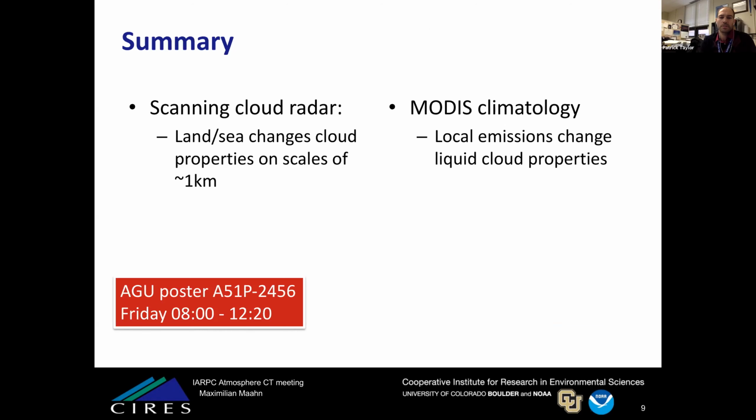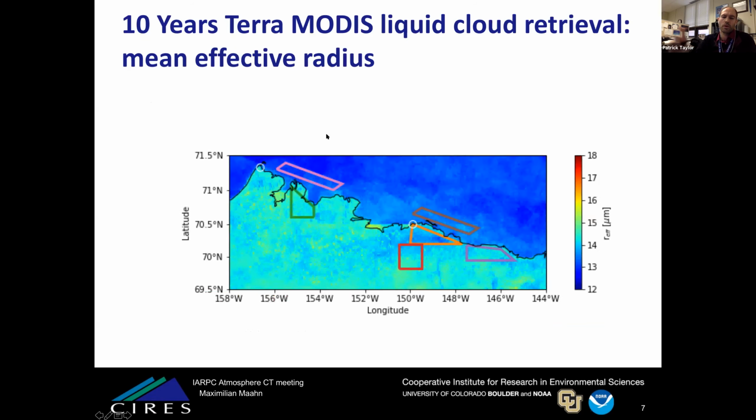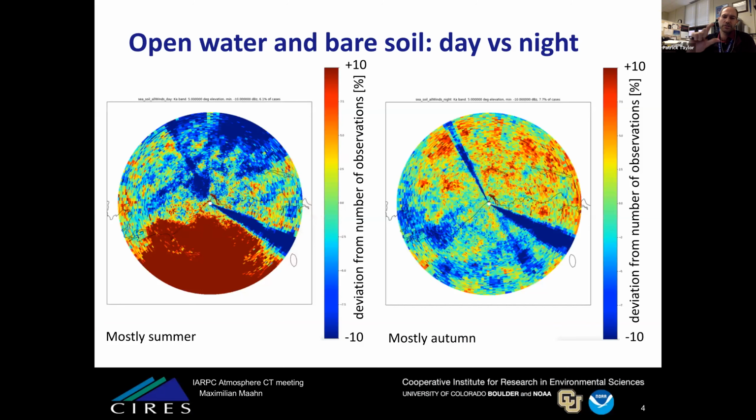Max, this is Patrick. You mentioned how the clouds over the land in summertime were thicker and there were thinner clouds over the ocean in autumn. I was wondering how thick were those clouds in summertime versus the thinness of the clouds over the ocean in fall?